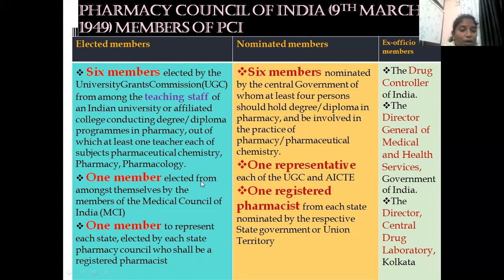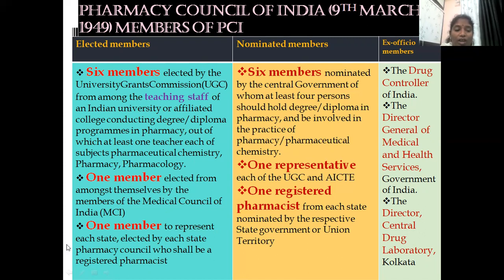Next, 1 member elected from among themselves by the members of the Medical Council of India. So from the Medical Council of India also, 1 person we are electing. That means the doctors or the nurses. So from the medical department we are appointing 1 person for giving advice about these drugs and about these courses. That's why we are appointing 1 person. So 1 member from the MCI.